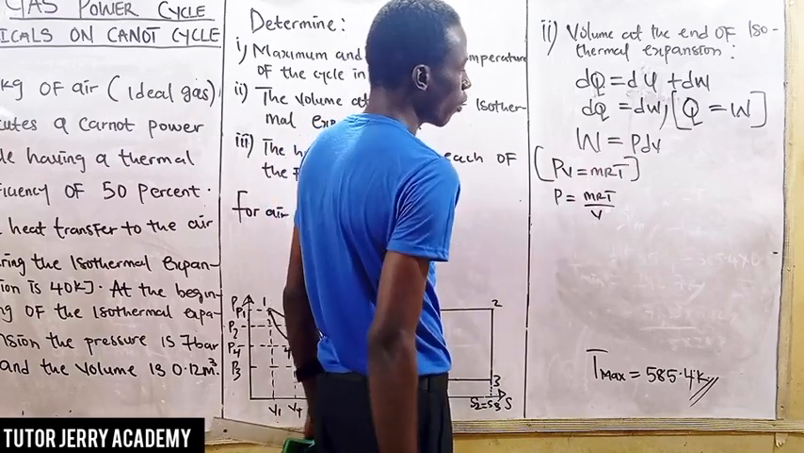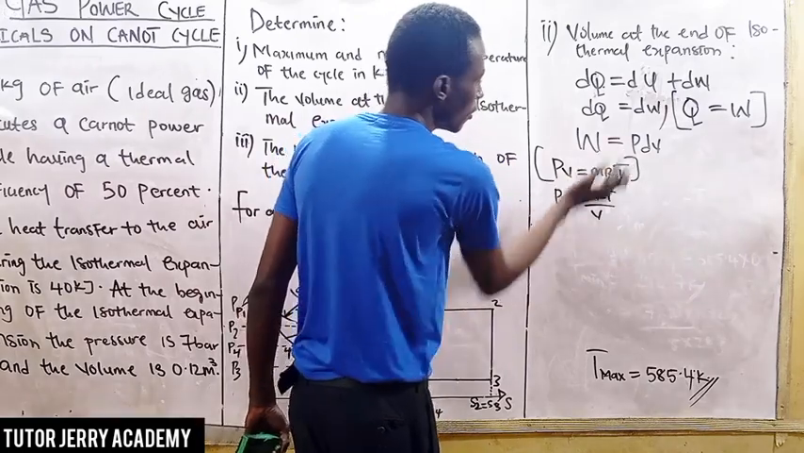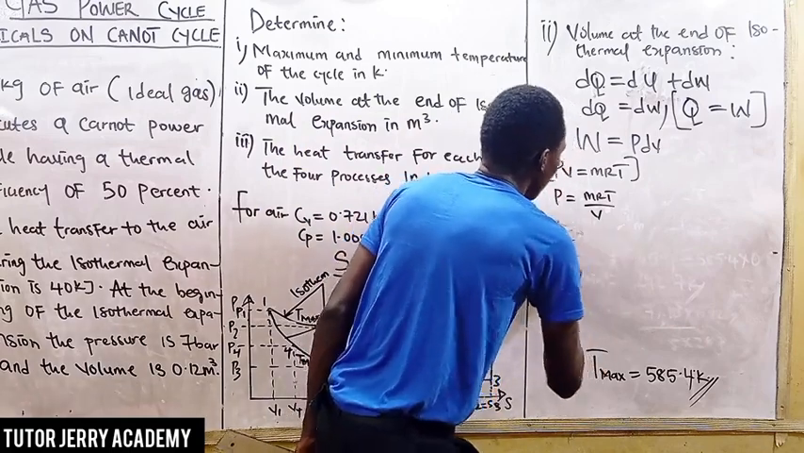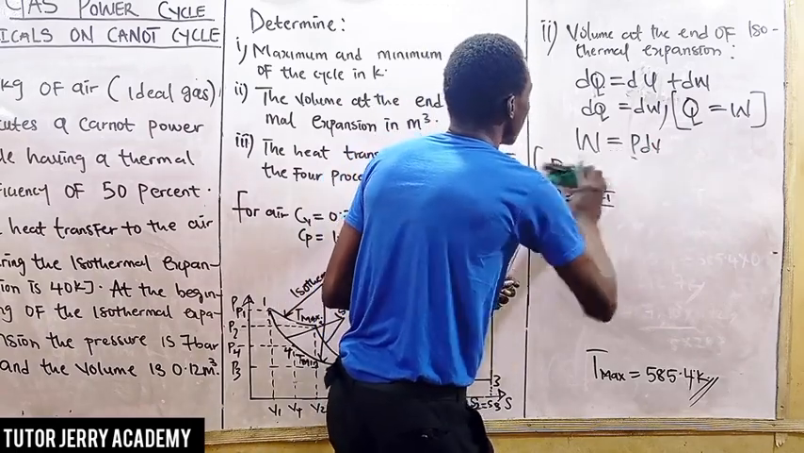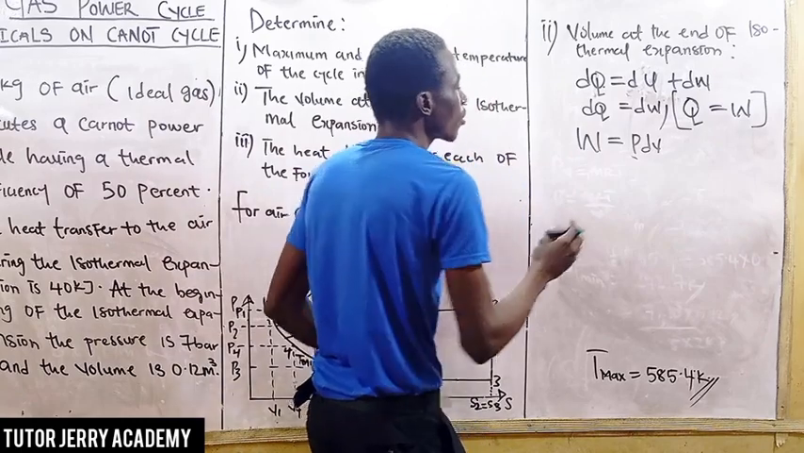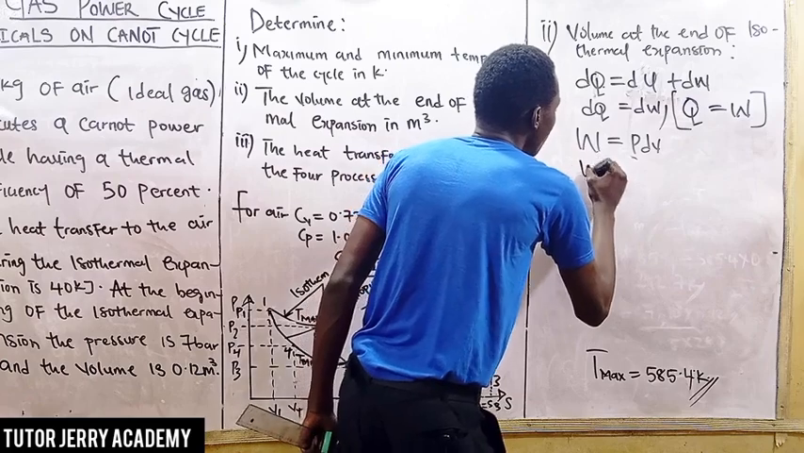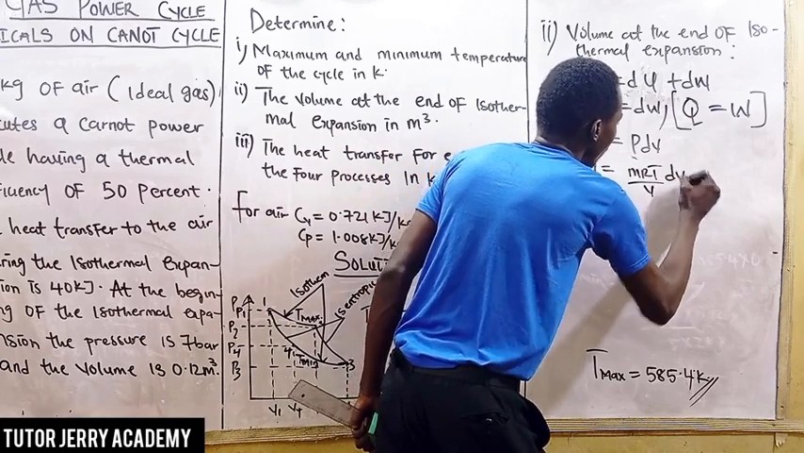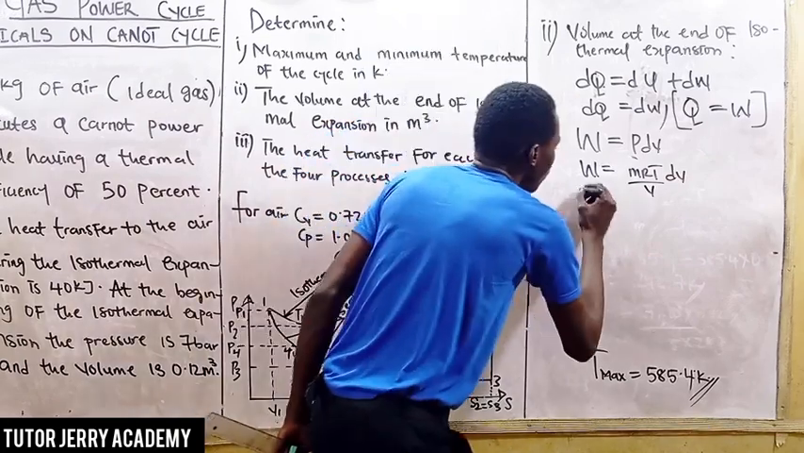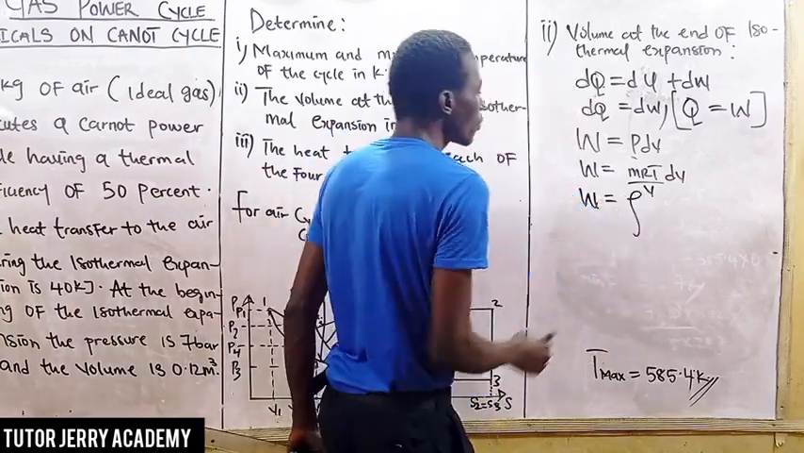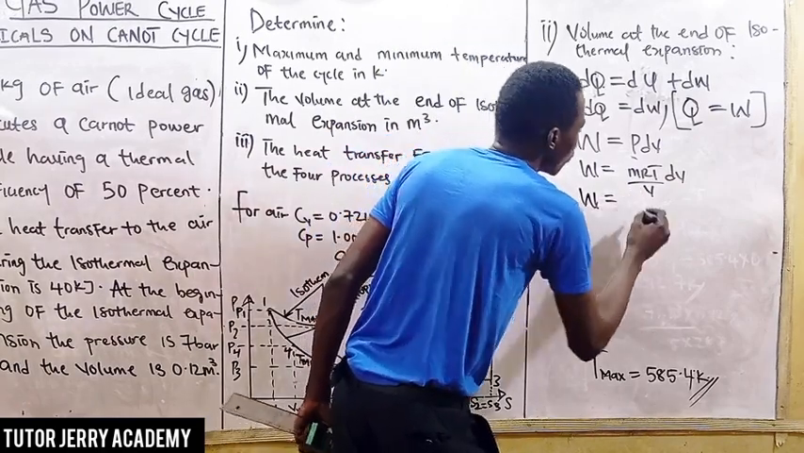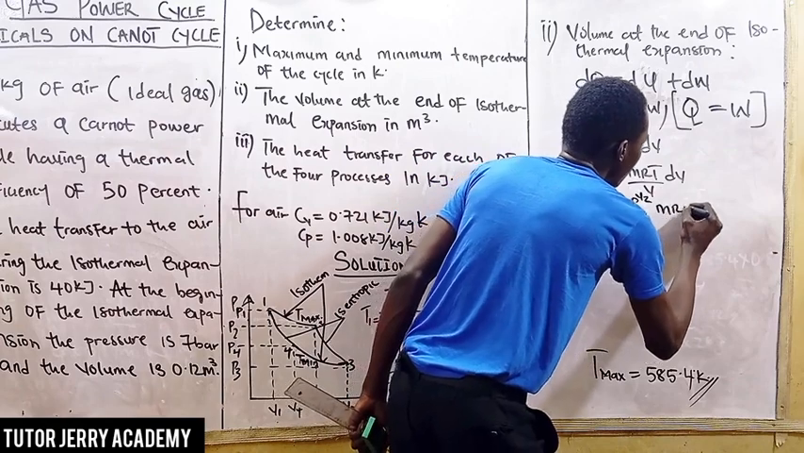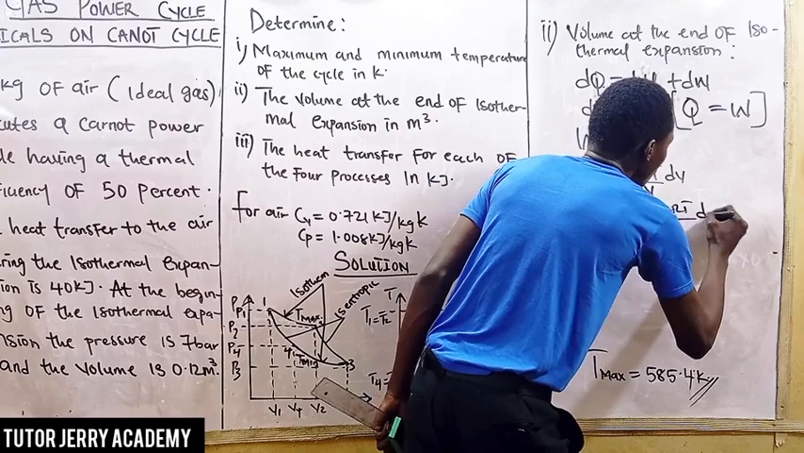So what I'm going to be doing is substituting the value of P in this equation here. It implies that I'm going to be having W. We know P is equal to MRT all over V. So W is equal to MRT all over V dV. Now, if I integrate this, W will be equal to the integral. I'll be integrating from V1 to V2. I have MRT all over V dV.